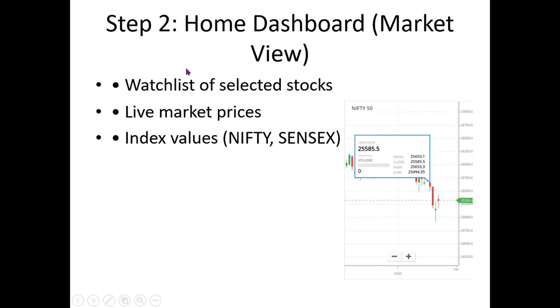After logging in, you will see the home dashboard, the market view. You can see five watch lists. You can add the companies you like to watch in the watch list and see their stock values. You can also see them in the form of charts. Live market prices and the index values can be seen.